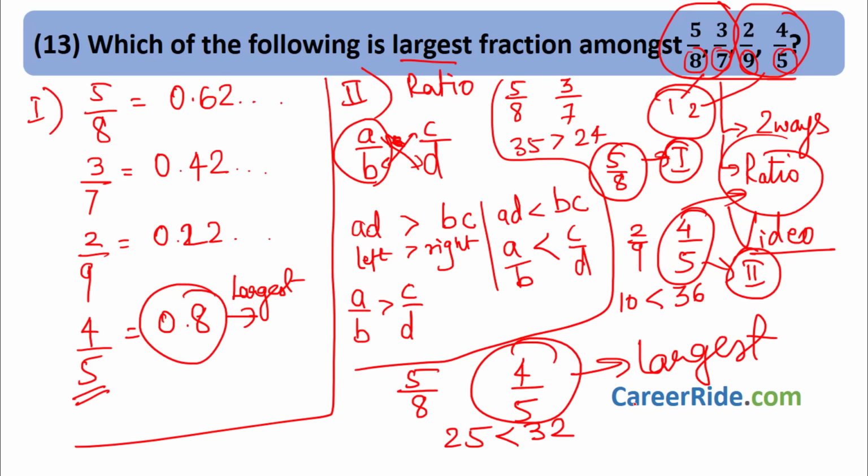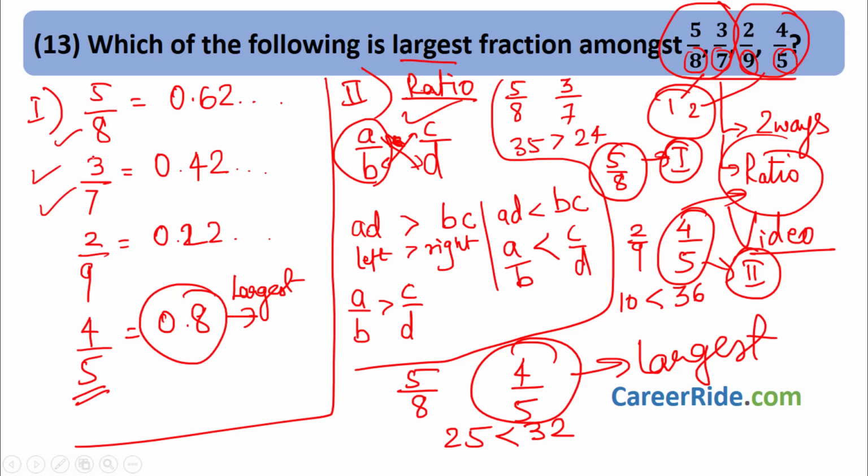Any fraction can be compared by this second method. Even the first method is applicable to any fraction, but when the denominator becomes greater than 10, it becomes very difficult to divide. So when the denominator is greater than 10, use the second method. When the denominator is 10 or less than 10, use the first method.